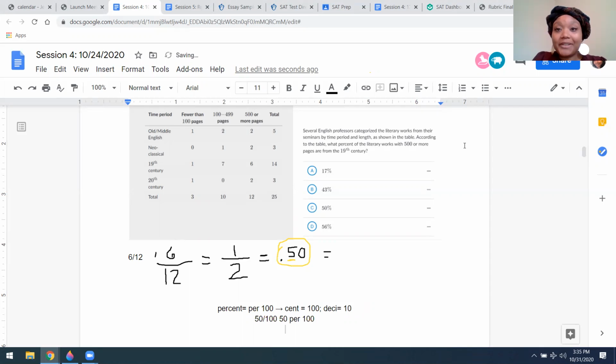Now, if that's confusing, because this is the first time you've heard it, that's understandable. What you can do to find percentages is take your decimal number, which is 0.50, and multiply by 100. You'll get 50, and that'll be 50%. So that is how you get percentages.